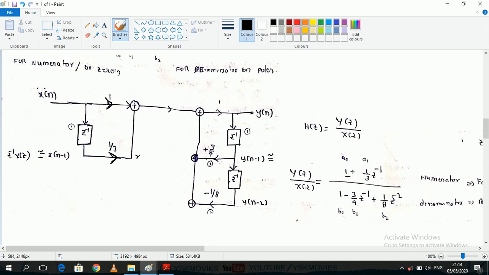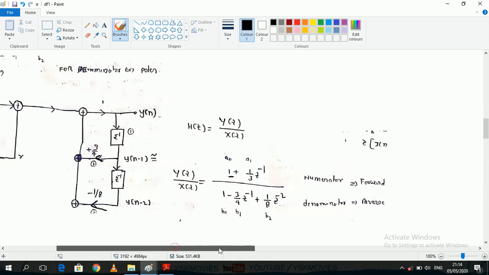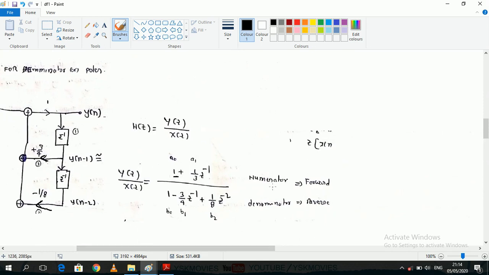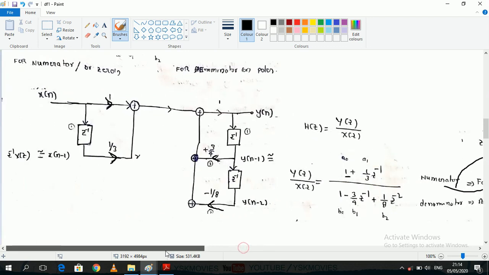But there is a rule in direct form one realization: for the denominator section you must change the signs, except the first one. So the next one, see, minus 3 by 4, right? Here plus 3 by 4, because we are changing this arrow mark like this. And plus 1 by 8, here put minus 1 by 8, put an arrow mark in the reverse side, because the denominator is reverse side, numerator is forward side. So this is the direct form realization 1.